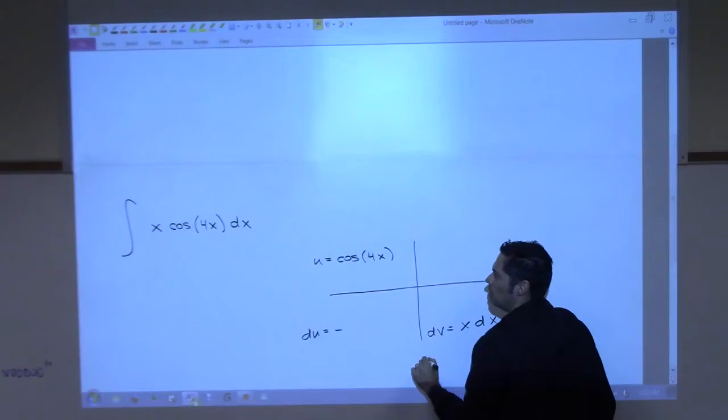Now, I like to do this in a systematic way. I like to use a table. So every time I do an integration by parts problem, I'm going to draw a table. And I'm always going to start with the top left corner being u and the bottom right corner being dv. That's the way I always start my integration by parts.